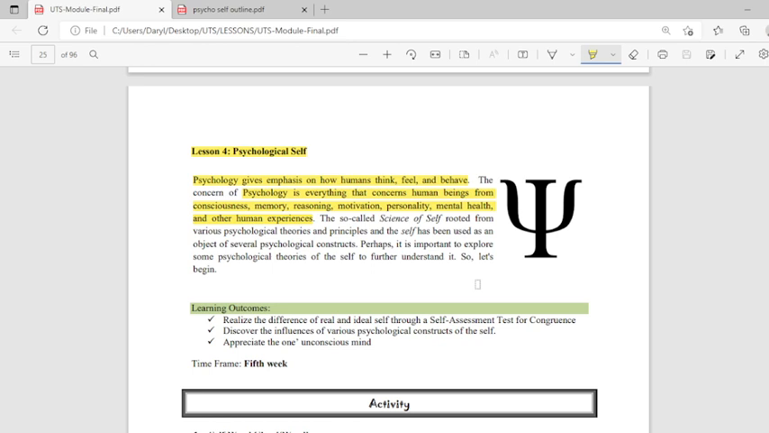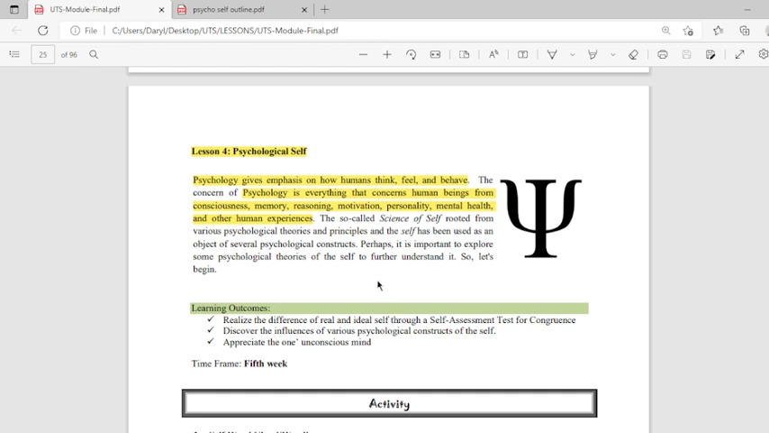Today, we will be talking about lesson 4, which is the psychological self. For this lesson, we have three learning outcomes. First, to realize the difference of real and ideal self through a self-assessment test for congruence. Second is to discover the influences of various psychological constructs of the self. And third is to appreciate one's unconscious mind.